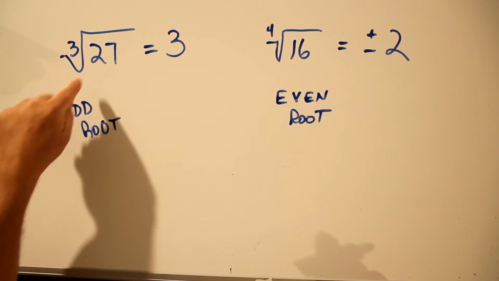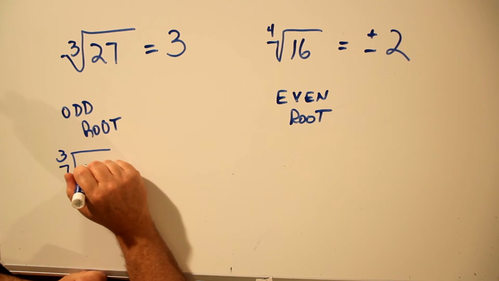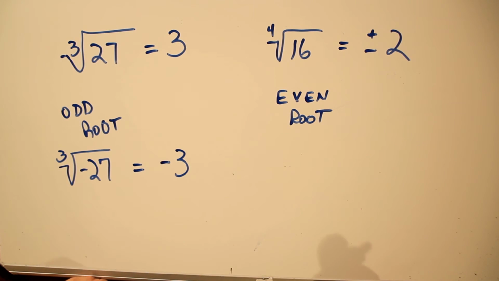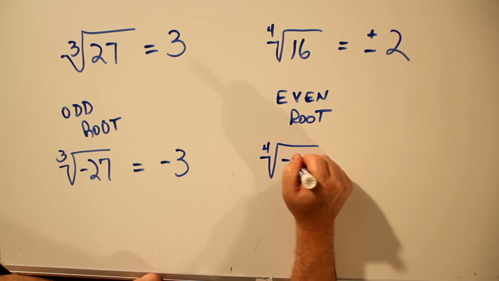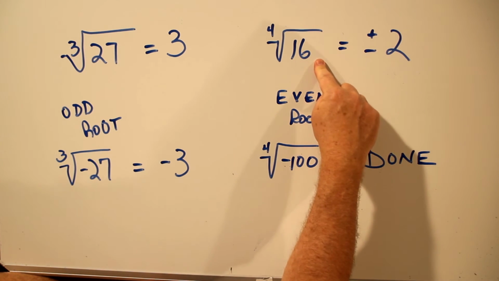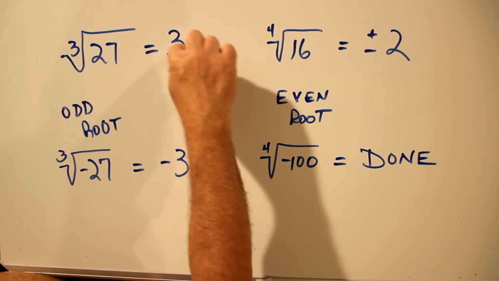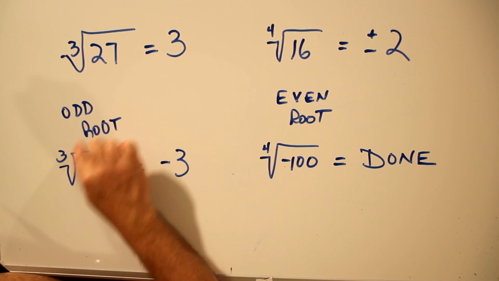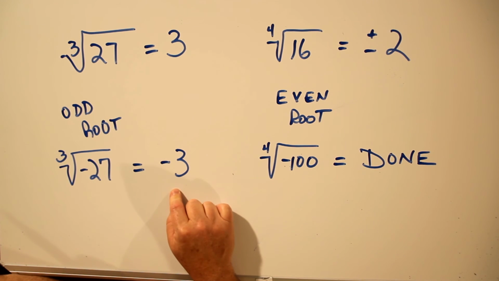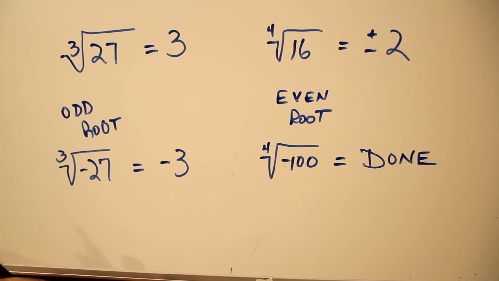Taking the odd root of a positive number is a positive number. Taking the odd root of a negative number is how you get the negative number. And of course, taking the even root of a negative number, Texas Instruments calculators call that undefined. Cannot be done. So even roots of positive numbers give you positive or negative answers. Odd roots of positive numbers give you positive numbers. Odd roots of negative numbers give you negative numbers. Even roots of negative numbers are undefined. Cannot be done.